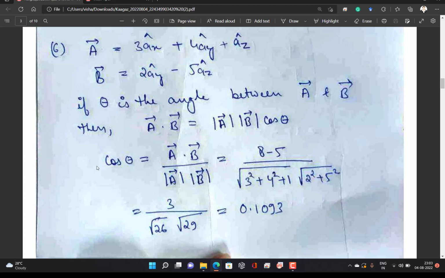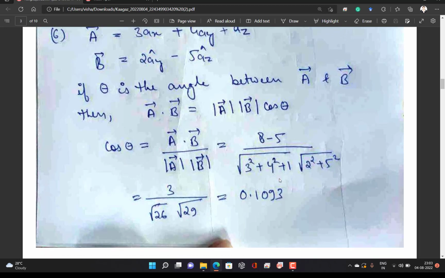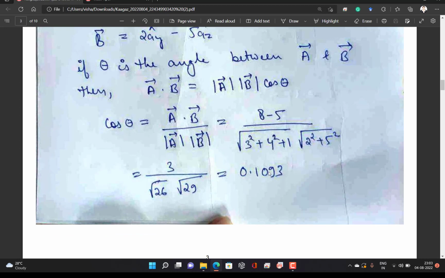Now cos theta is equal to A dot B upon modulus of A into modulus of B. So now let's do the dot product and then find out the product of modulus of A and modulus of B. I hope that you know how to do the dot product of two vectors. This is how we do it, and the answer we got here is 0.1093. So here cos theta is 0.1093.